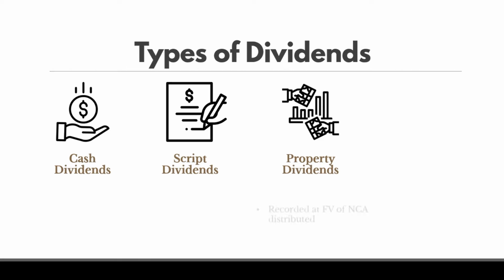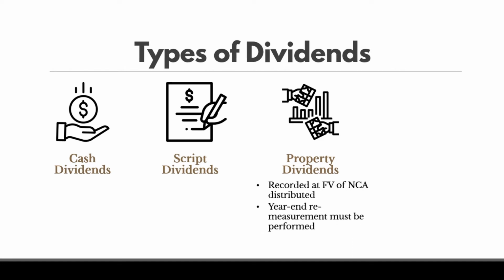Una, this is recorded at the fair value of the non-cash asset distributed. So, that is on the date of declaration. So, ang gagamitin daw natin is the fair value. Kailangan din natin mag-year-end remeasurement kasi syempre nagbabago yung fair value ng non-cash asset. So, at year-end, if hindi pa na-distribute yung dividends to the shareholders, you have to update kung magkano yung value niya. Then, lastly, on the date of distribution, you will record gain or loss on distribution.